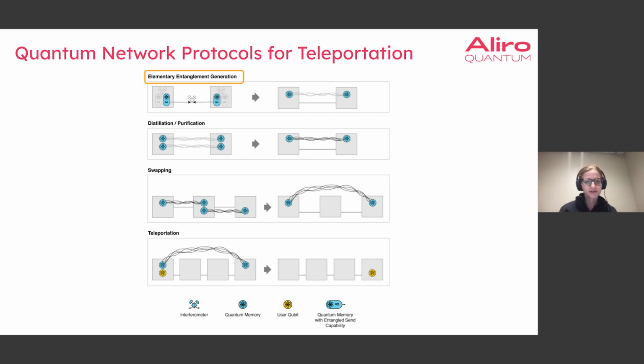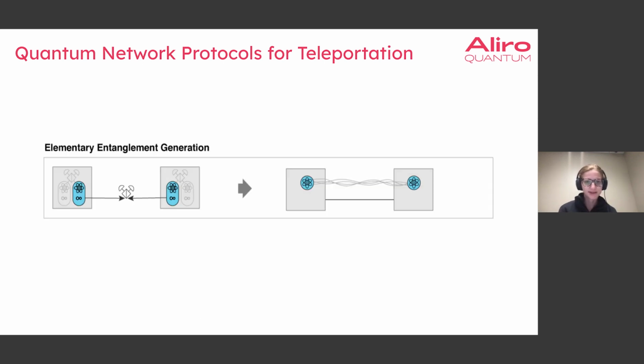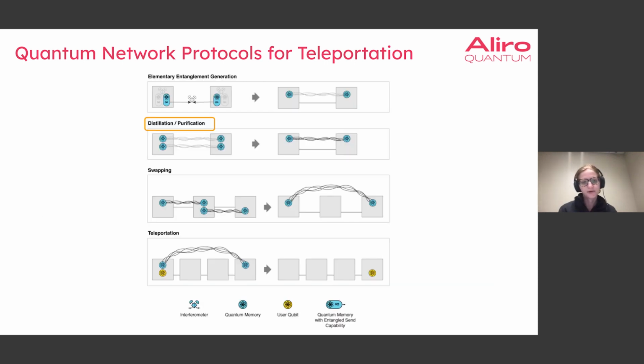In a quantum network, first you would want to establish entanglement between adjacent nodes. So this step would be the elementary entanglement generation step. And here, these gray boxes represent quantum nodes, and the lines represent the entanglement that is generated between these nodes. And then the entanglement that's initially generated between two adjacent nodes is generally not pure enough to be used usefully or to be used for quantum teleportation or anything else.